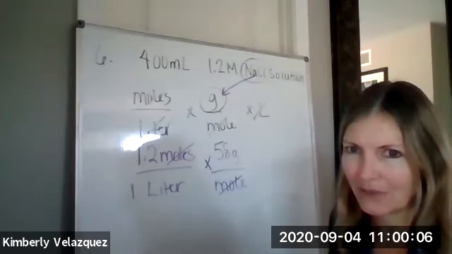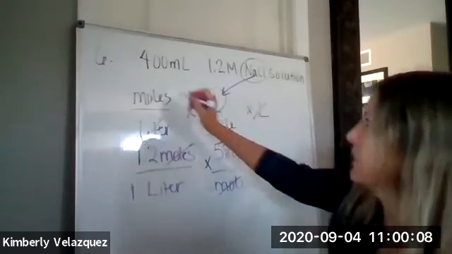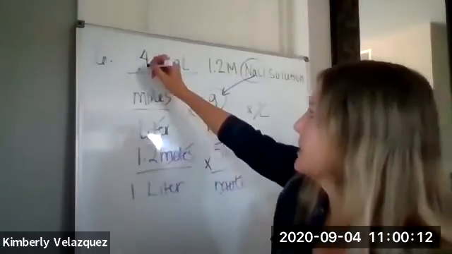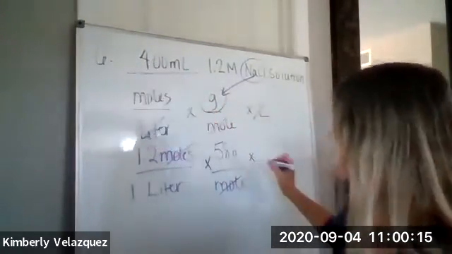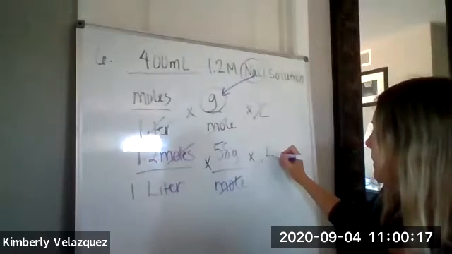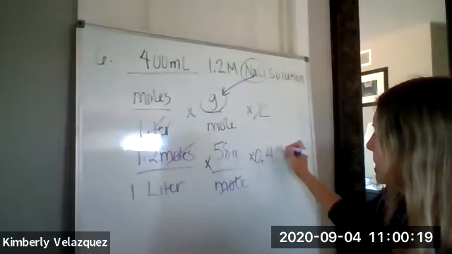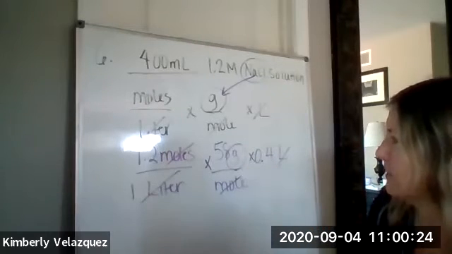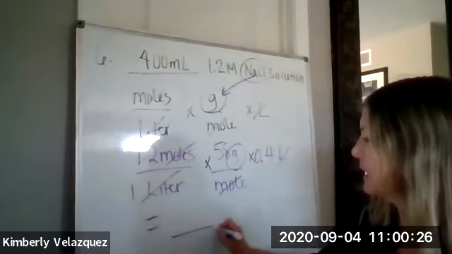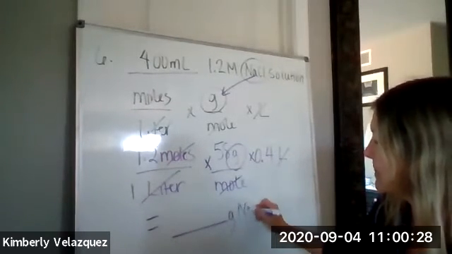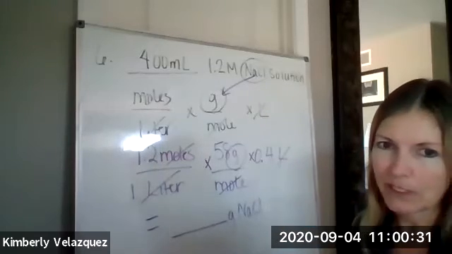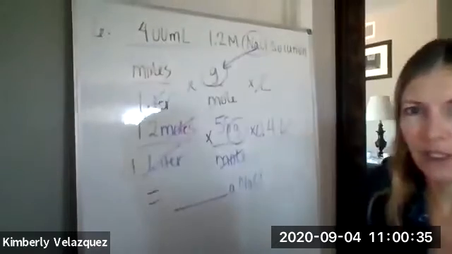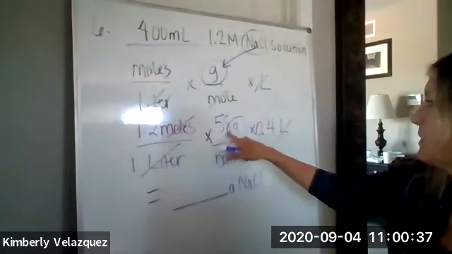Okay, now all I need to do is calculate my liters. 400 milliliters, if we divide that by 1,000, it's going to be 0.4 liters. Now liters cancel out and I'm left with grams. Okay, so I'm going to do this calculation and that's going to tell me how many grams of sodium chloride that I'm going to add to make that solution. And I'm going to let you do that calculation. You're just going to say 1.2 times 58 times 0.4.